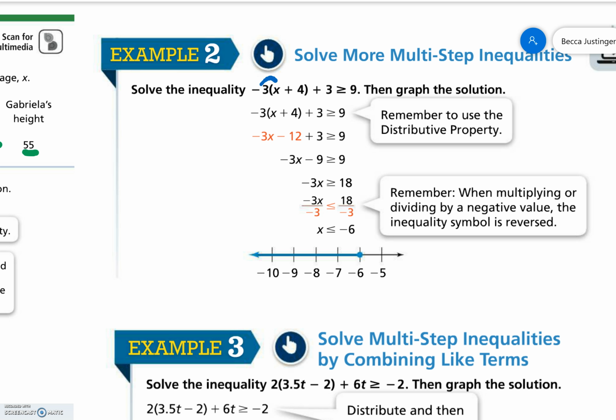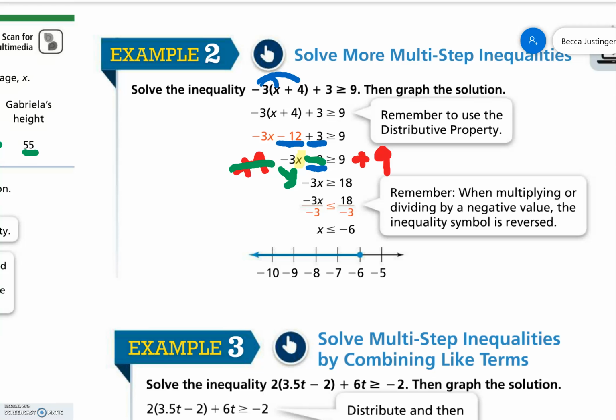So I distributed -3. So -3 times x is -3x. -3 times 4 is -12, is greater than or equal to 9. Now I need to combine like terms. So -12 plus 3 is -9. Trying to get x by itself, so I'll add 9 to both sides. That's how these cancel out.